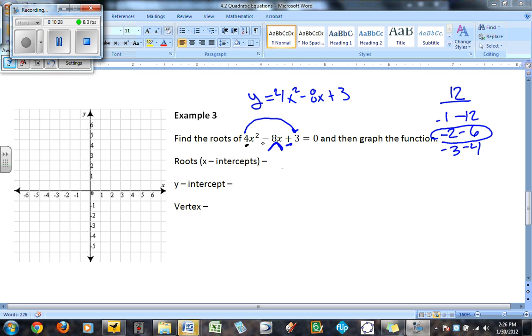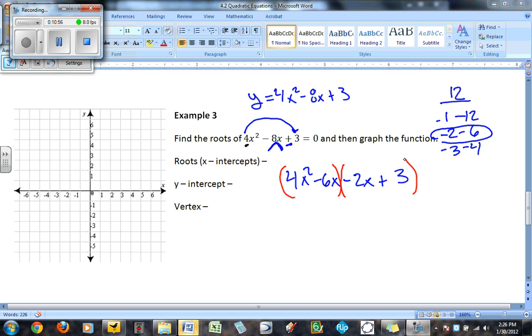And remember, all we did is we replaced this negative 8x. So I'm going to have 4x squared, and instead of this negative 8x, I'm going to have minus 6x minus 2x plus 3. And all I did is replace, because negative 6x minus 2x is negative 8x. All right, and the step after that says we were going to group them.